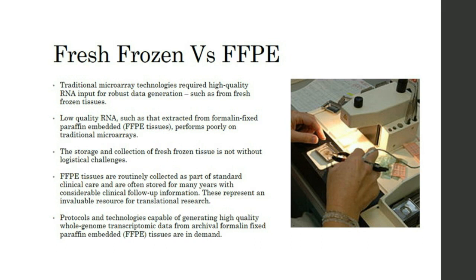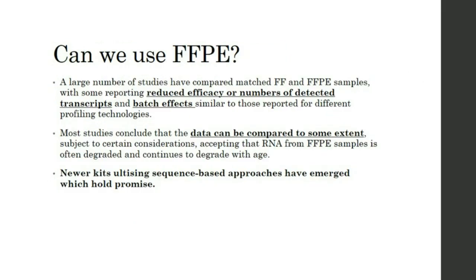So as I said before, traditional microarrays required high-quality RNA, and for that reason, for years, we collected fresh frozen tissues. Of course, the problem with that is that there are logistical challenges with the collection of fresh frozen tissue and their long-term storage. What we really need is a reliable technology that can harness the valuable information available in FFPE tissues. So the question is, is this an option? Do we have, or can we use, FFPE tissues?